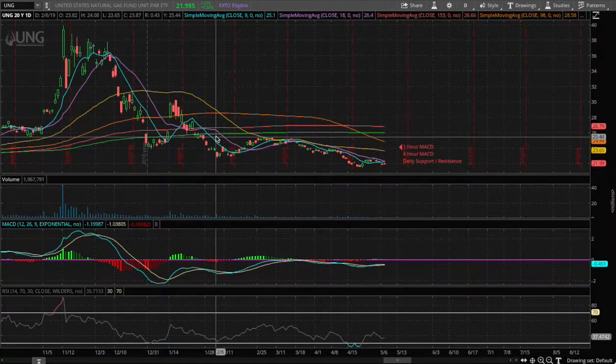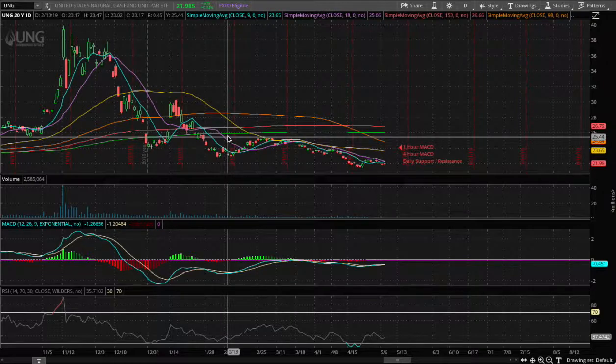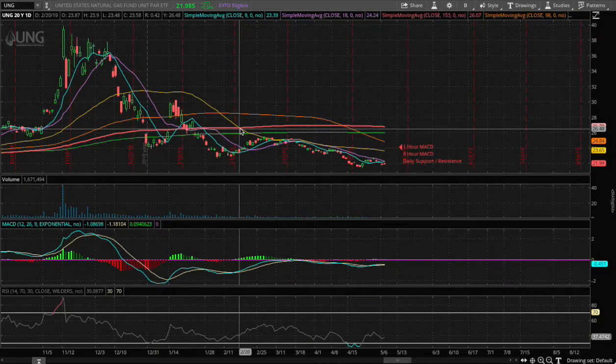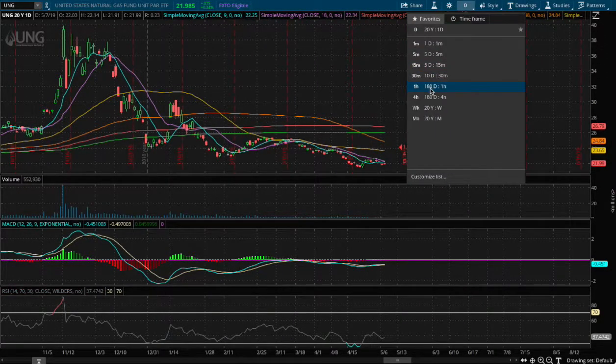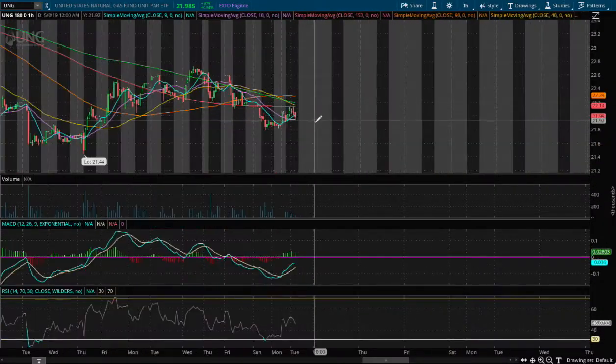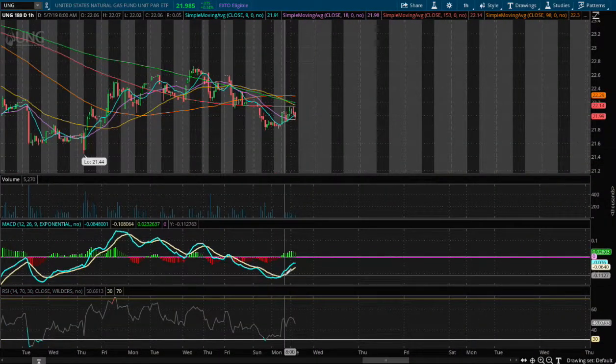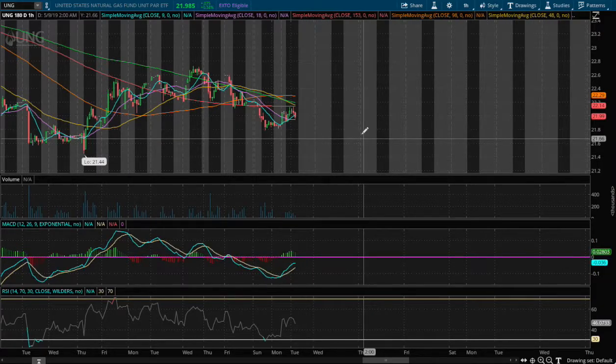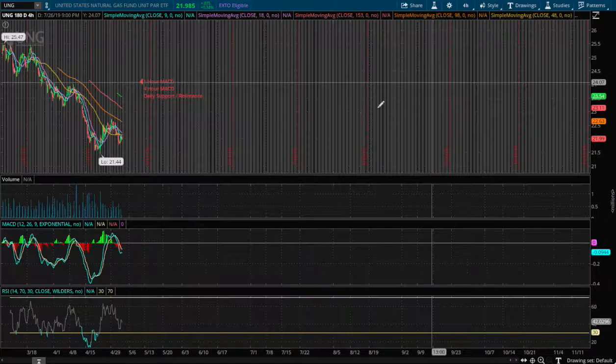Hello viewers, in this video I'll be going over natural gas, ETF ticker symbol UNG. Today we are up around 34 basis points on the 1 hour chart. We are seeing a positive mood on the MACD. I believe we may turn positive and we may be heading sideways on the 4 hour chart.